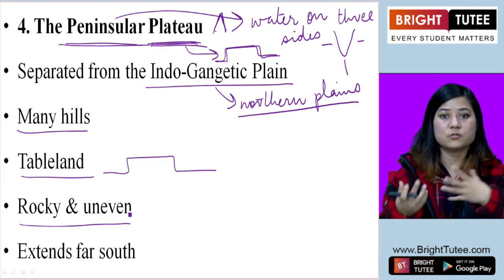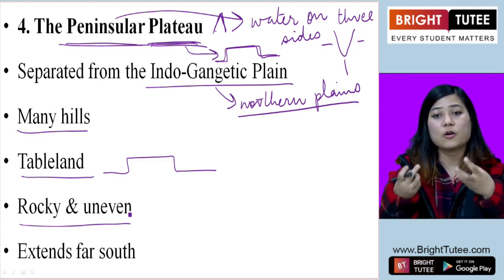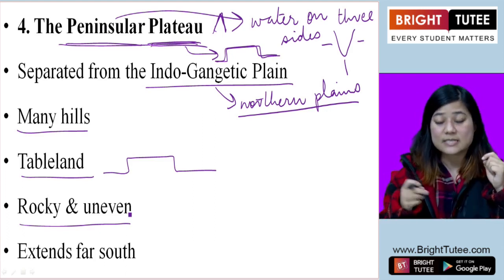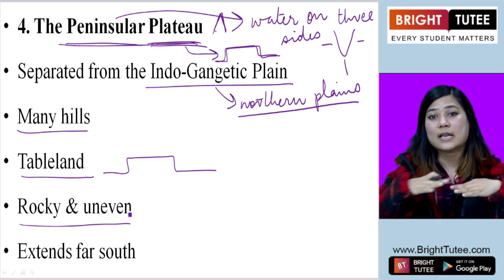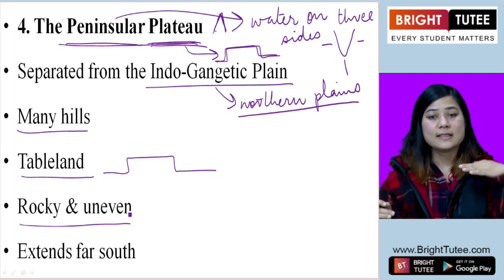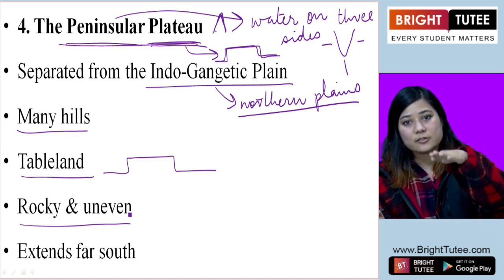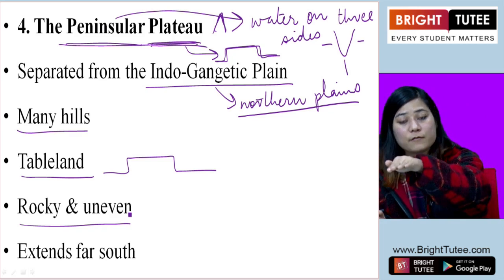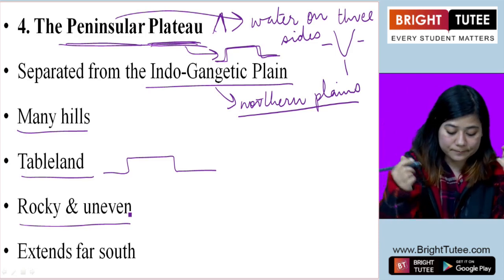We know what rocky means. A lot of rocks or pebbles on the surface of the land. And it is also uneven, meaning that the land mass is not smooth. There is a plain and suddenly there is a rise of a small hill, flat at the top, slope, again plain, again rise, again a flat top, so the landscape is uneven.